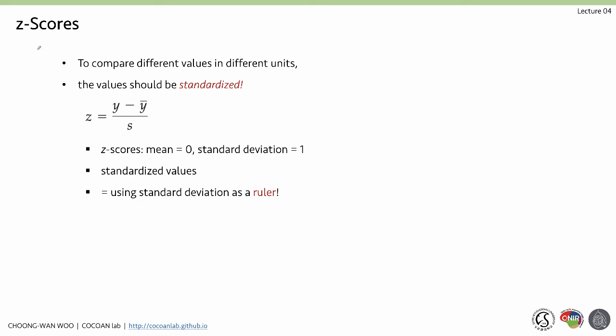So we call Z-score a standardized value. Standardized in Korean is 표준화. So we standardize these values by subtracting the mean from the data and dividing this value by the standard deviation. Here S is the standard deviation. By doing that, we get Z-scores with mean 0 and standard deviation equal to 1.